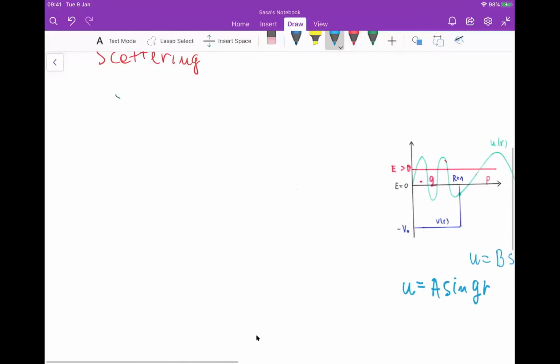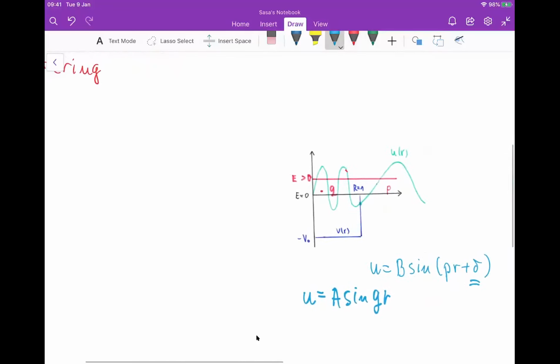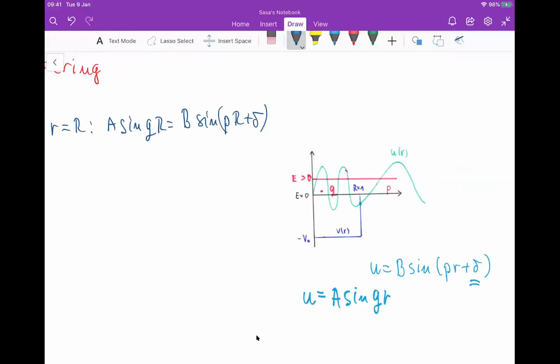Okay, so, now unfortunately this goes out of the screen. Let's have it here still. So at r equal to R, this is all on the slides, a little bit more nicely written, I'm sorry. Here it's not very nice. So it's basically A sine QR is equal to B sine (PR plus delta). Okay, and the derivative: A cosine QR times Q is B cosine (PR plus delta) times P.